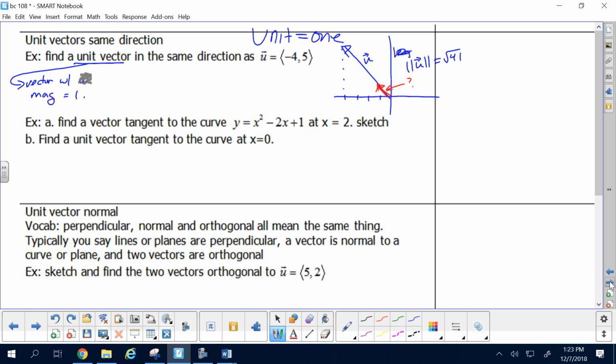Okay, you want it to go in the same direction, so I'm going to keep the components, but I'm going to shorten it by dividing it by a factor. What factor should I divide it by? Yeah, same components.